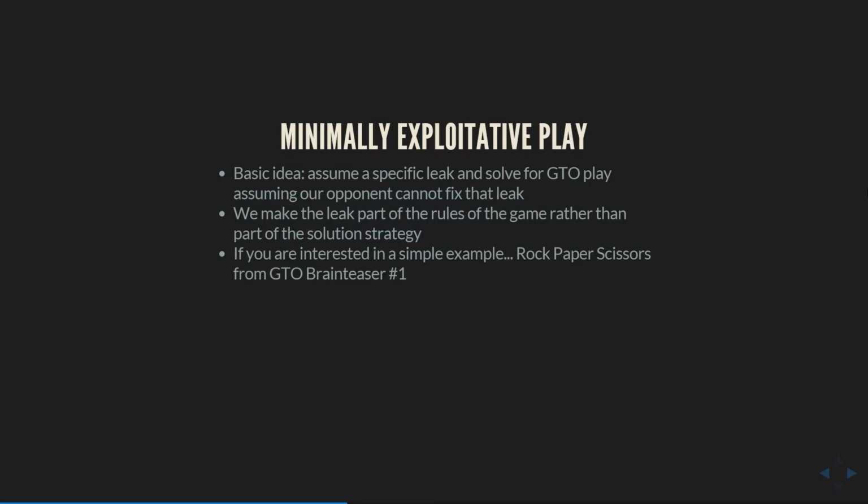So if you guys are interested in a simple example, you can actually look at my rock, paper, scissors brain teaser from GTO Brain Teaser number 1 on my blog. I posted this about a year ago. In that game, the idea is that you're playing rock, paper, scissors against a player who has a specific leak. He plays rock half the time. But you don't know what he's going to do the other half of the time, and he may compensate for playing rock when he's forced, according to his leak. And the question is, how do you actually play a strategy that guarantees that you win money? Because this is a leak he has, you should be able to win money.